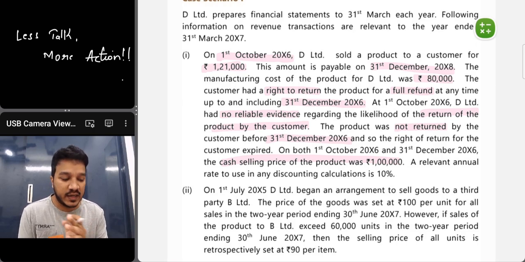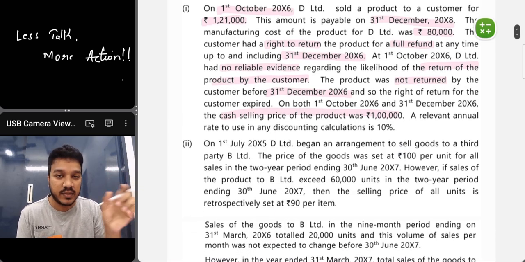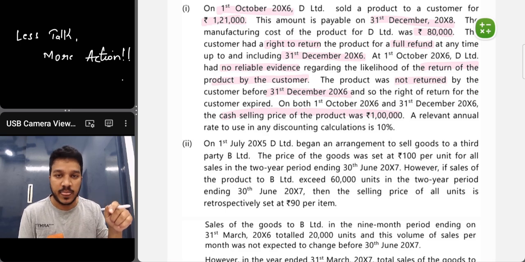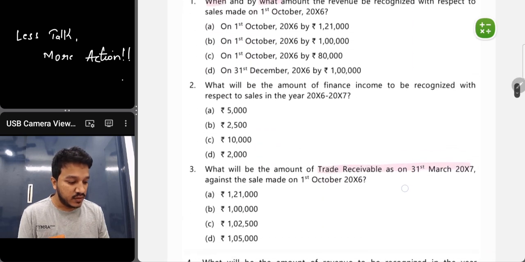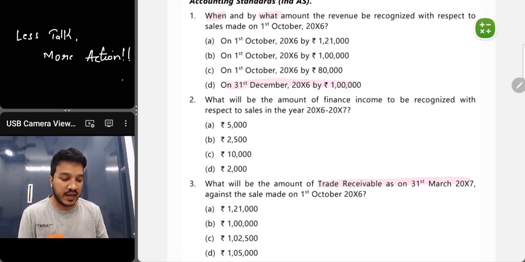So by looking at the contract itself, we can understand that there is a significant financing component involved in it. Okay, so the extra 21,000 that he is getting is a finance cost. Sorry, that is finance income. Extra 21,000 is finance income. So that will go under finance income. But revenue is only this 1 lakh. Okay, na? So the answer would be 31st December 2006 and 1 lakh is the amount.